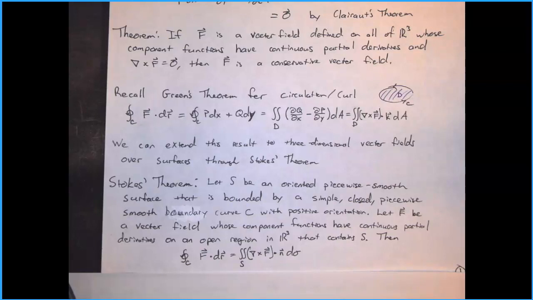We're going to let F be a vector field whose component functions have continuous partial derivatives on an open region in R3 that contains S. So you know what it means for the component functions to have partial derivatives. We need them to be continuous not only on the surface, but on a region containing the surface, because remember when we talked about partial derivatives, weird things can happen if they don't have that wiggle room to be continuous. We can come up with weird counterexamples where things like this won't hold. So we just need an open region containing that surface. We just need to be able to go off of the surface a little bit and still have a continuous partial derivative.